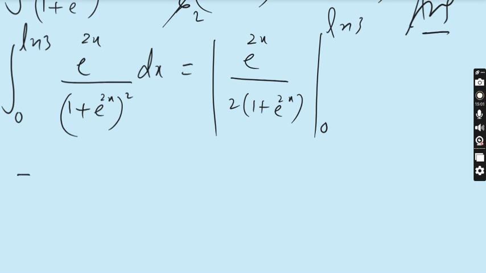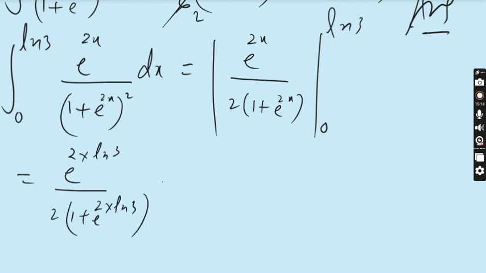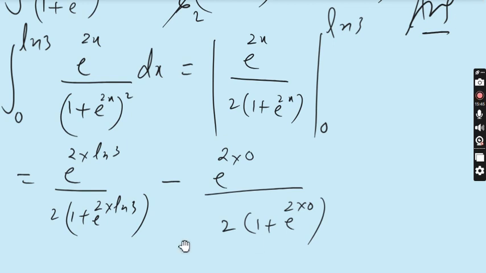But systematic. Apply the upper limit e into 2 ln 3 upon 2 into 1 plus e power 2 into ln 3, bracket, minus the lower limit e into 2 into 0 upon 2 into 1 plus e power 2 into 0, because the lower limit is 0. That's it. Simplify it.